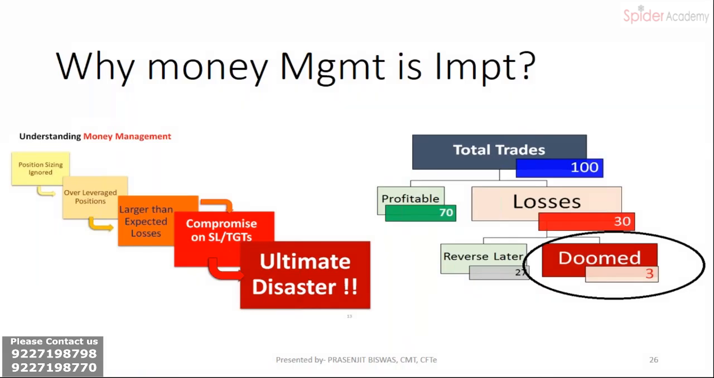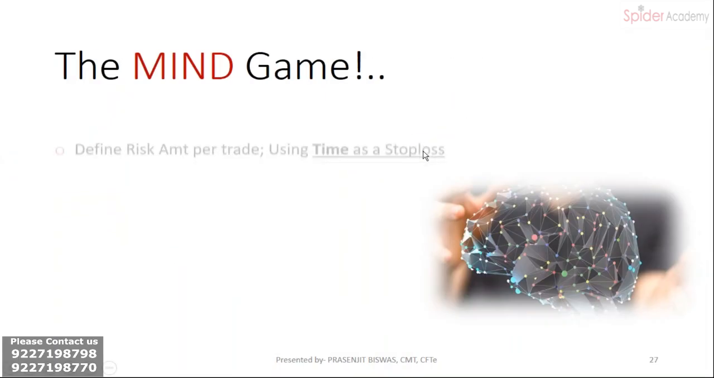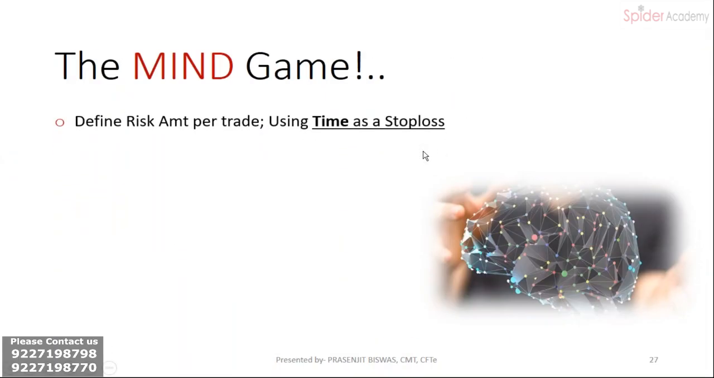So the next important point is that how do you control your mind? So first of all, as I said, define your risk per trade. दूसरा ये है कि not only your stop losses to be used as a price, but your stop losses could also be in terms of the time.